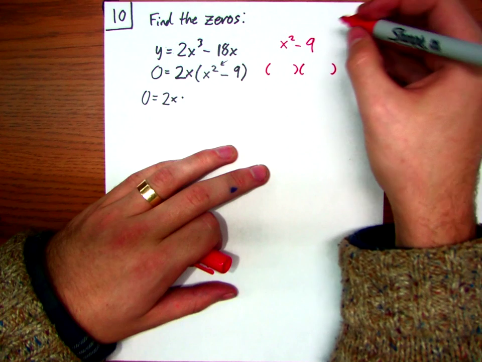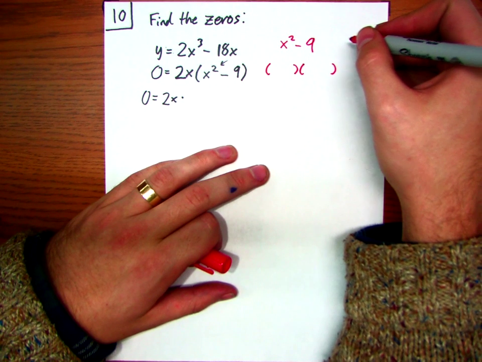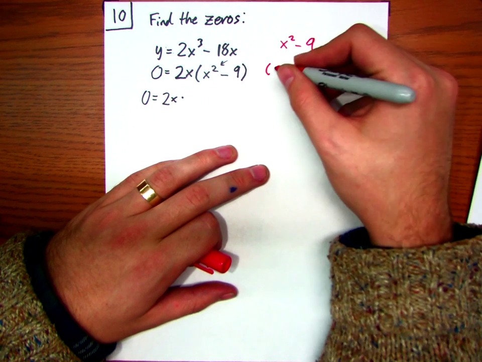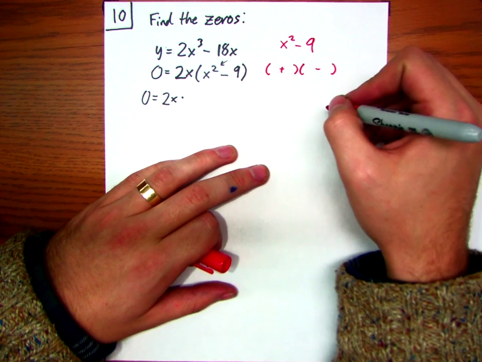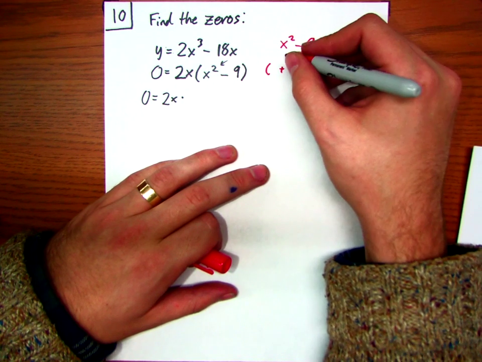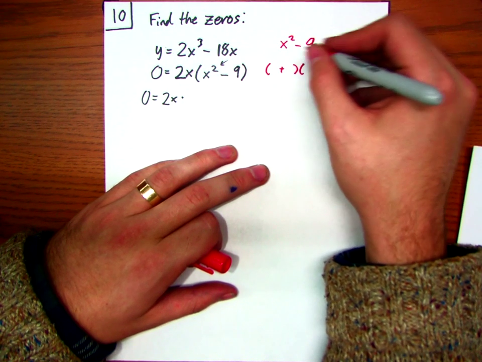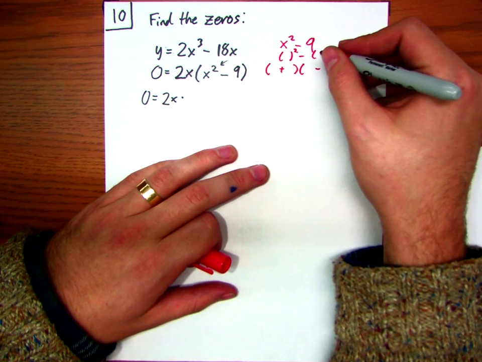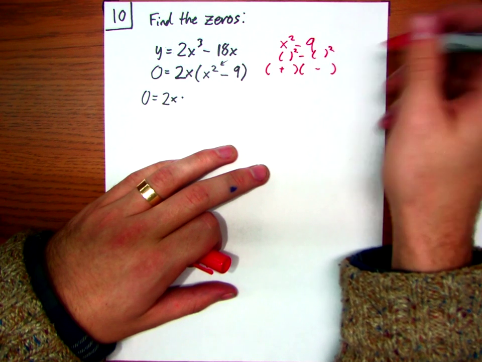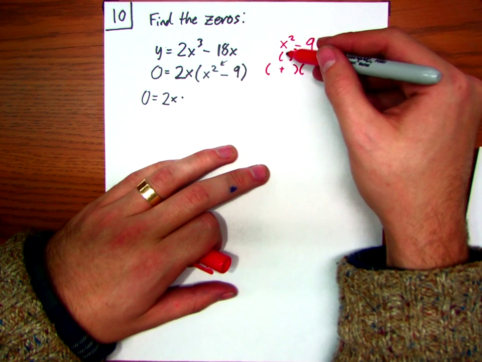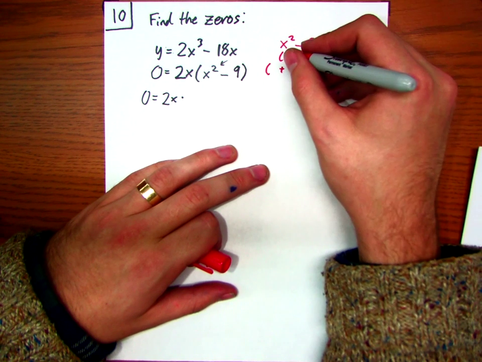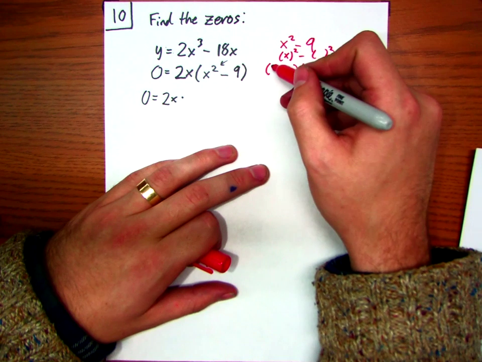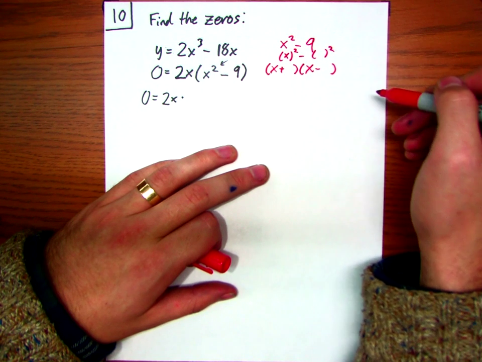And I need to remember the difference of squares formula, which is a plus b, a minus b. The only question is, what's my a and what's my b? Well, my a is whatever squared would give me the first term. And in this case, x is what could be squared that would give me the first term. And so a is x.